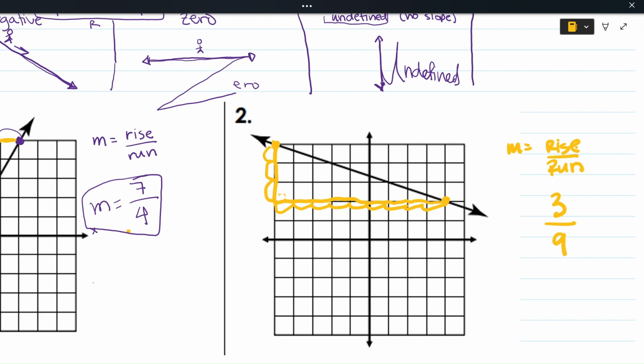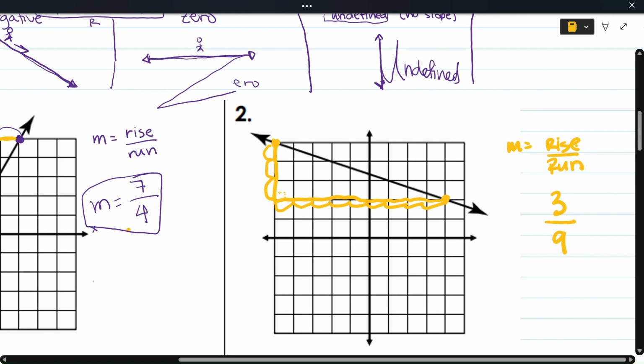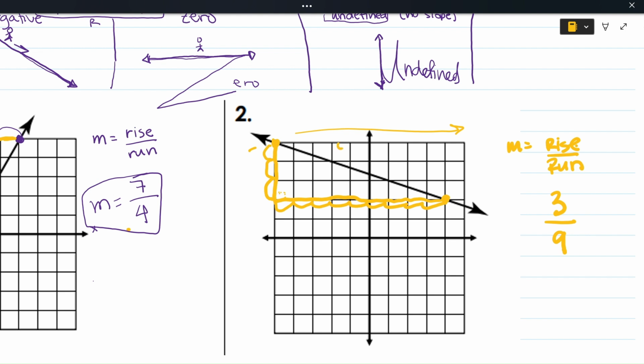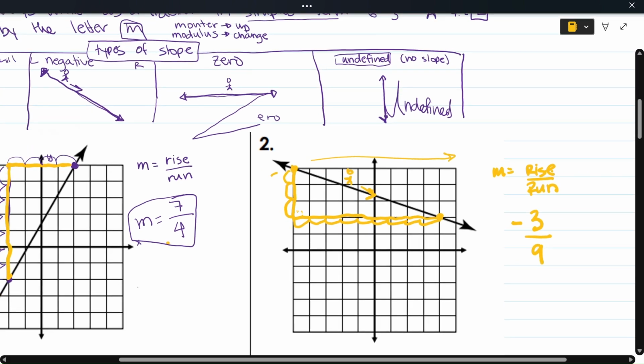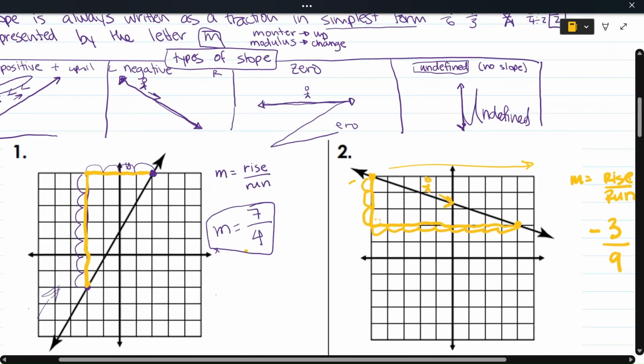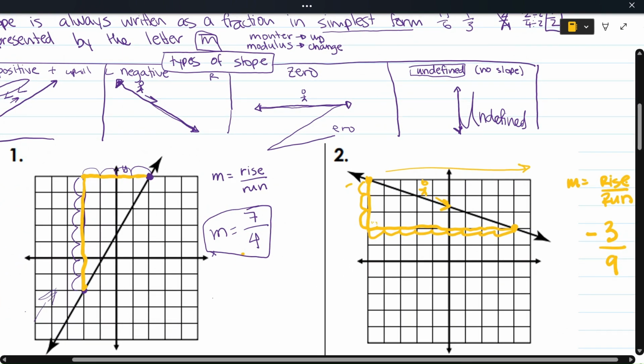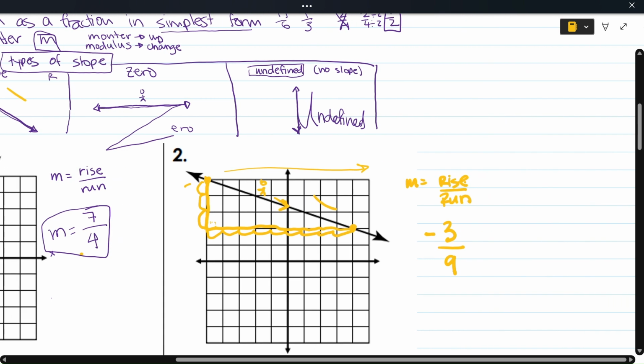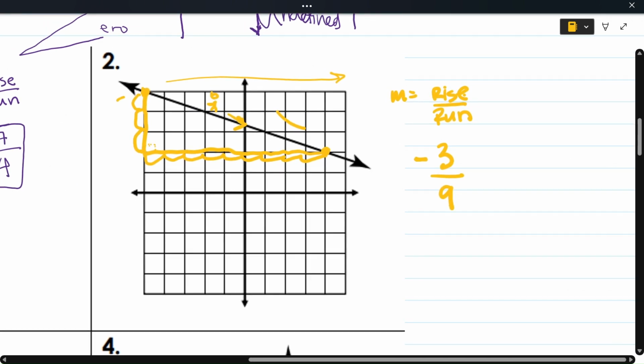The next thing I want to do is see if this is positive or negative. So I'm going to look from left to right, and I see that it looks like we're going downhill. I could draw my little ski dude, and he's shredding the gnar. He's going downhill from left to right. So I know that that is going to be a negative slope. If I didn't know that, I could look back up at my little picture, and I could see that these are slanting in the same direction. So I know that that's going to be negative.